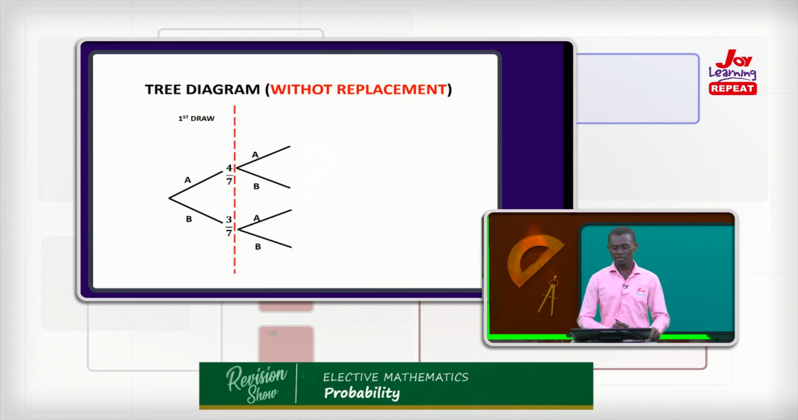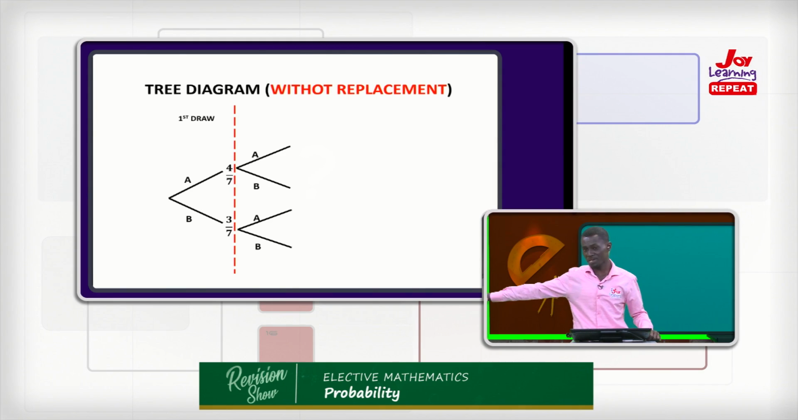Again, we now spread out our tree branches. So we have these instances. Now, remember, we are not replacing in this circumstance. So if we picked A the first time and it was 4 on 7 and we did not return it, two things happen. Please, I need you to observe this very well. Two things happen. Number one, the number of A's will reduce. It was originally 4. So let's say there were 4 ripe oranges and there were 3 unripe oranges in the bag.